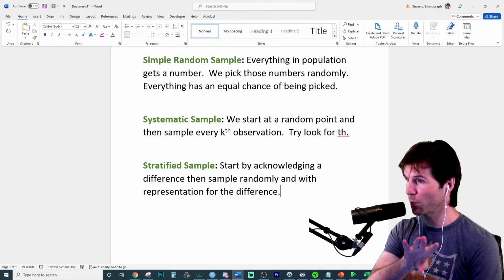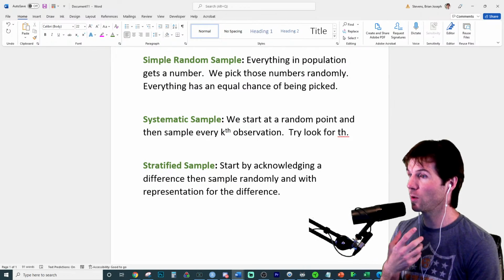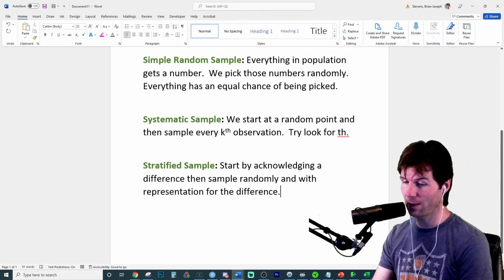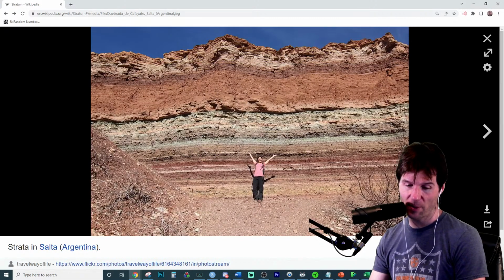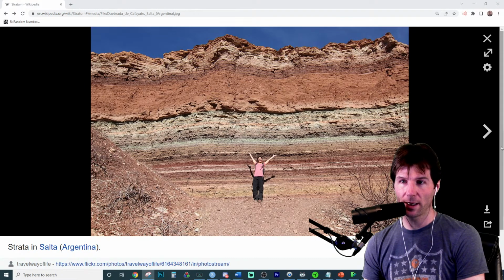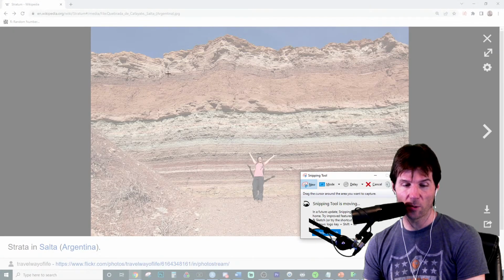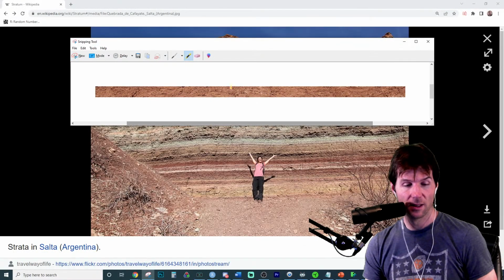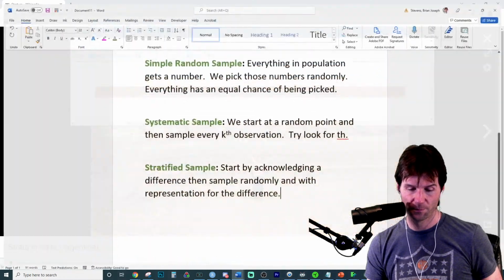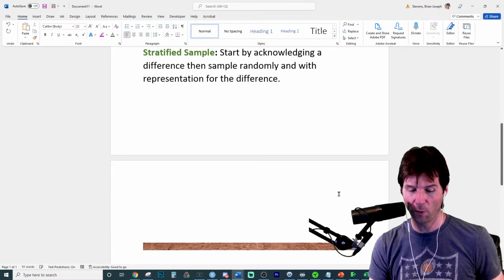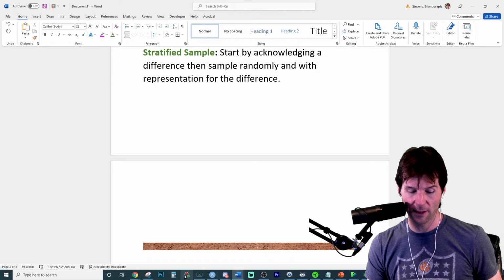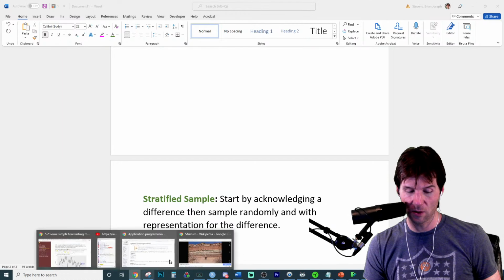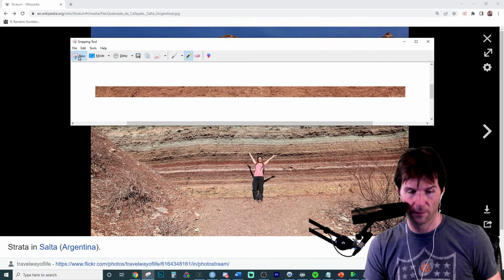There's different layers. There's this group, that group. I'm going to acknowledge those differences and then sample within those differences representatively. So I'm going to show you 2 ways I could sample this. Here is way number 1. And here is way number 2.